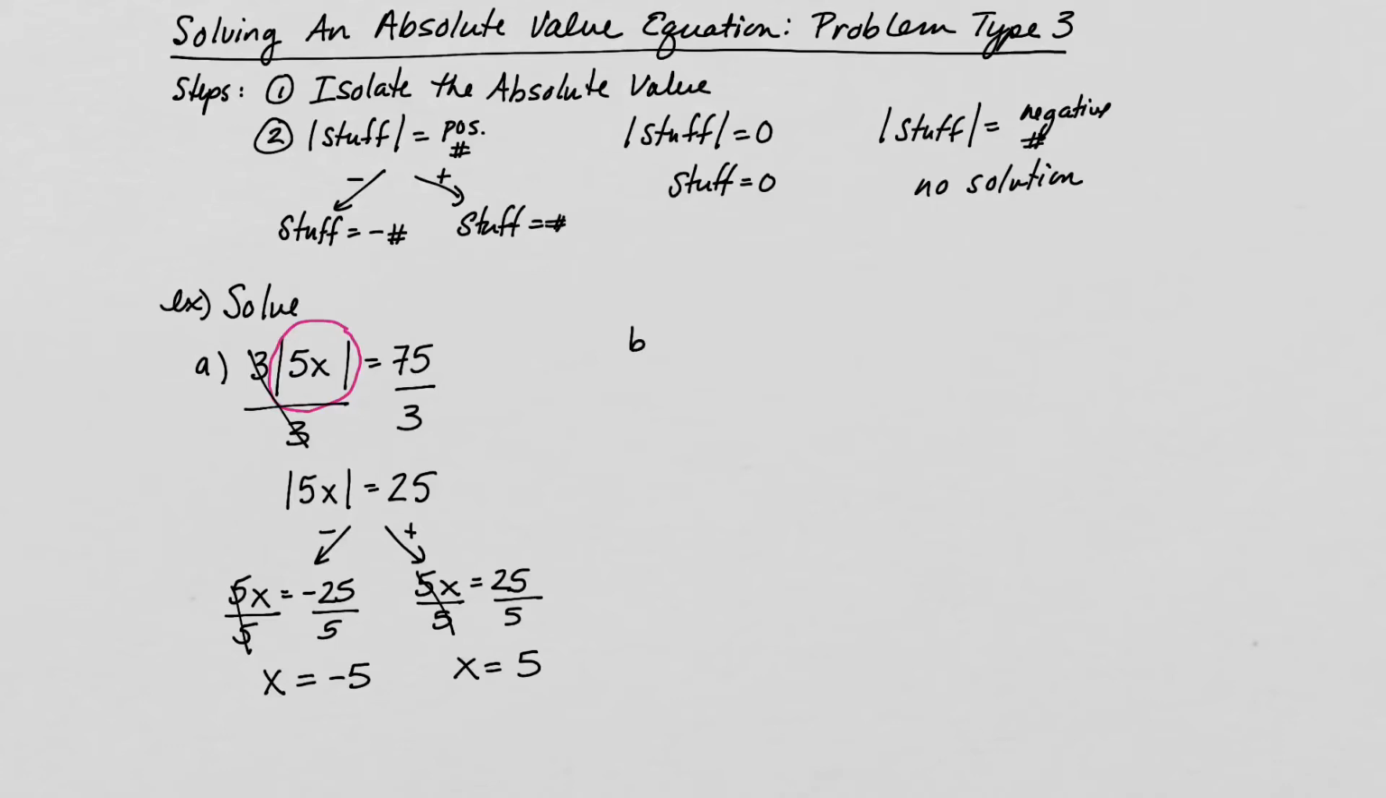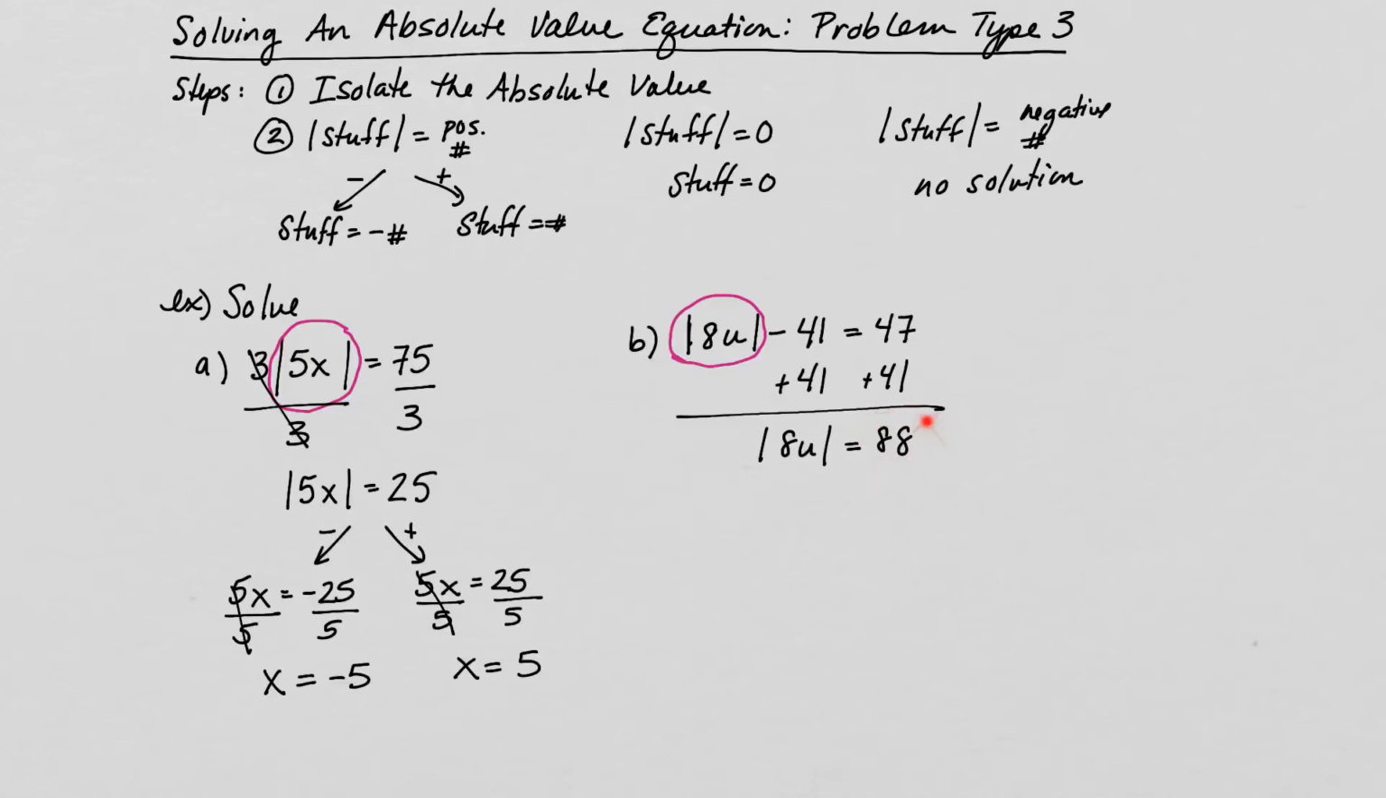Let's try another one. So here I have the absolute value of 8u minus 41 equals 47. So again, here's that absolute value. That's the part I need to get all by itself. To do that, I need to take this minus 41 and move it to the other side. So I'm going to add 41 to both sides. So we end up with the absolute value of 8u is equal to 88.